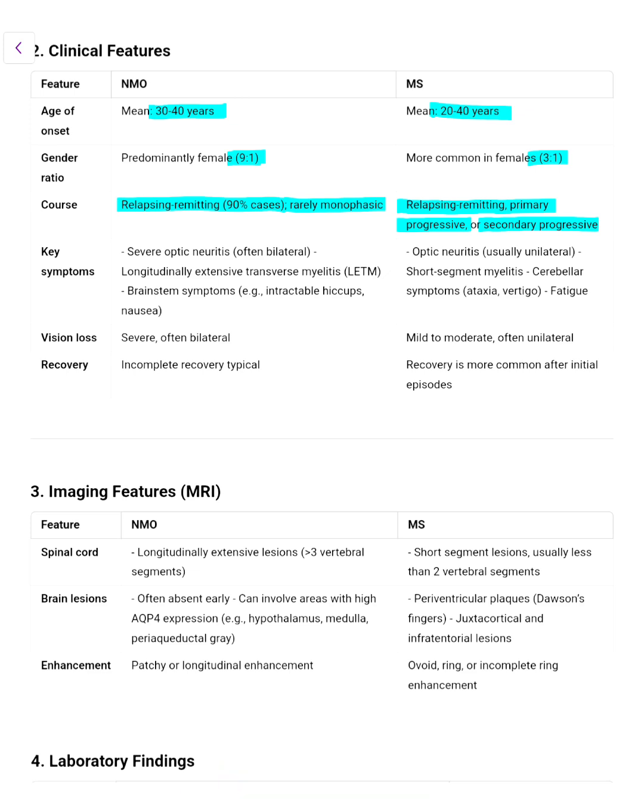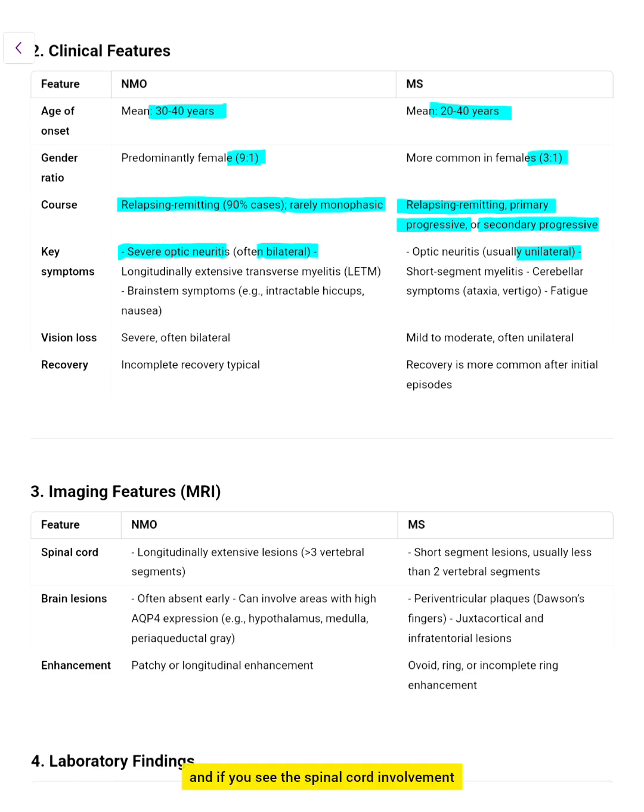Coming to the key symptoms, in NMO will be severe optic neuritis, and often they are bilateral. This is what you have to remember. But in multiple sclerosis, it will be unilateral, right? The symptoms will be painful loss of the vision or diplopia, right? And ophthalmoplegia. But in NMO, it will be bilateral, and in multiple sclerosis, it will be unilateral, correct?